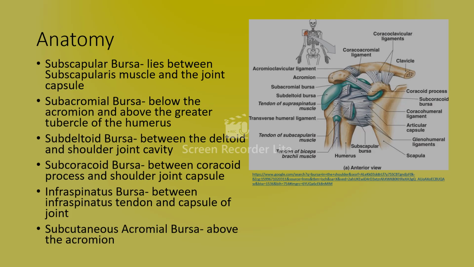The subcoracoid bursa is between the coracoid process and the shoulder joint capsule. The infraspinatus bursa lies between the infraspinatus tendon and the capsule of the joint, and the subcutaneous acromial bursa lies above the acromion.